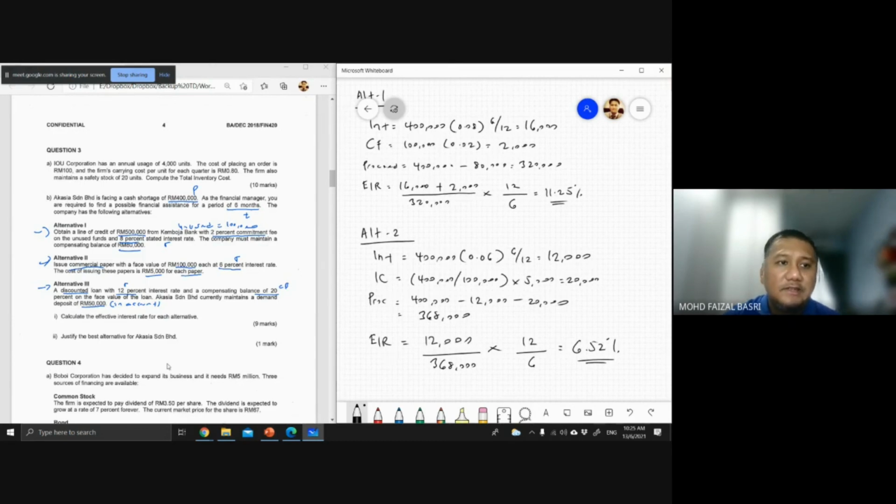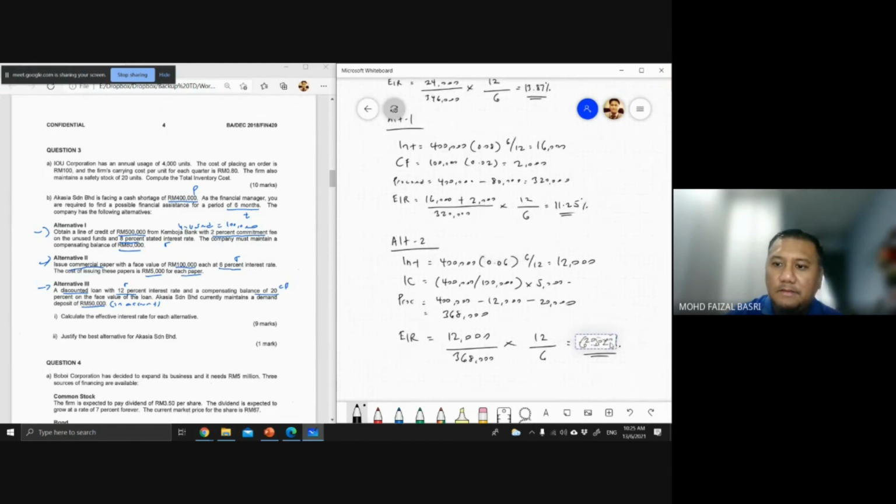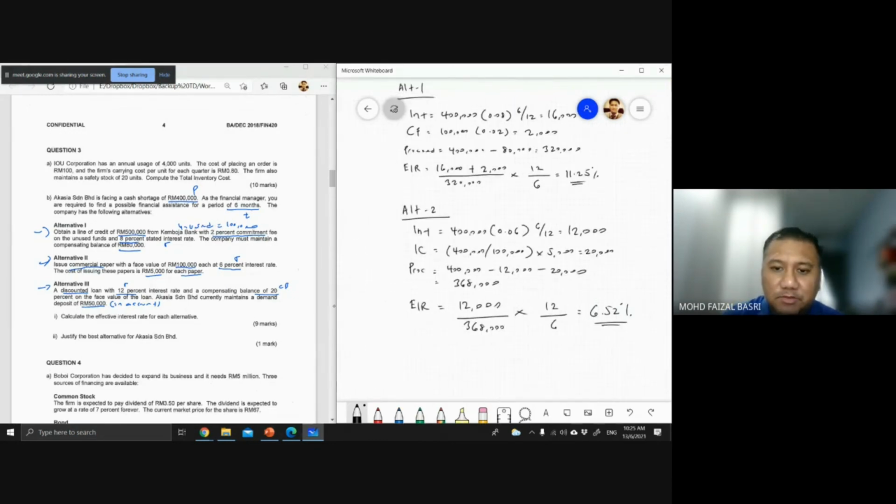Okay, so for question 3B2, justify the best alternative for Acacia. Okay, so for question number 2, the best alternative. To choose the best, always choose the cheapest or the lowest. So in our case, it's alternative 2, meaning to issue commercial paper. So meaning, if you want to suggest, okay, you can see here the best.